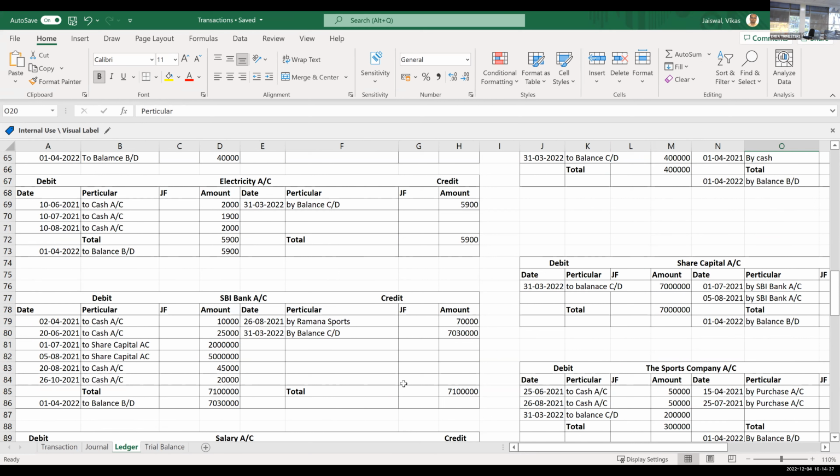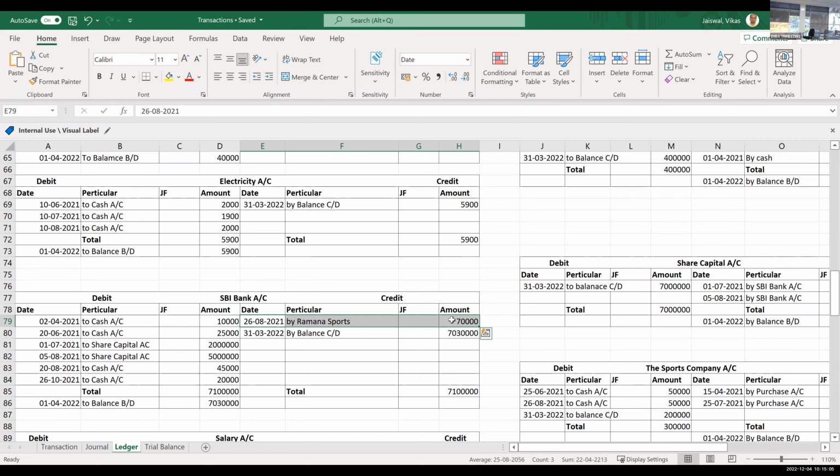Suppose there is an entry: Rajesh account debit to bank account. So the bank account is on the credit side, so I go to the credit side and write by Rajesh. Look at the 26th transaction, column number E79: by Ramana Sports, meaning you have paid 70,000 rupees through check or online transfer to Ramana Sports. That is why it's coming on the credit side.